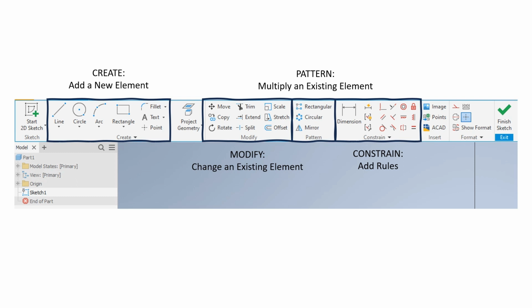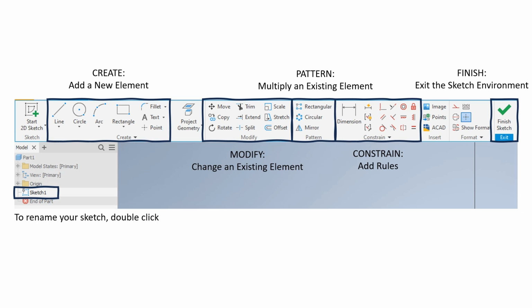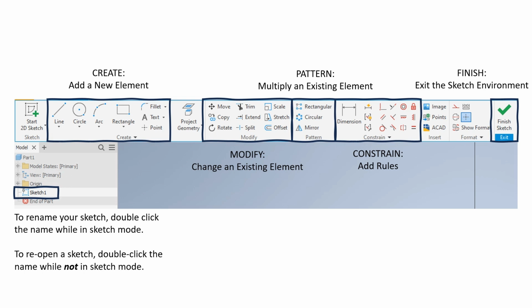The last thing of note that I want to mention in that top ribbon is the Finish Sketch option. When you click that, it'll exit the sketch environment. The last thing to highlight here is back in our browser. We mentioned that our sketch is now available to view in our browser. If we want to rename our sketch, we can double click that while we're in our sketch mode, and it'll give us the option of renaming. If we want to reopen a sketch or edit a sketch after we've already hit that Finish Sketch button, we'll double click that sketch while we're not in sketch mode, and it'll bring us back to sketch mode.